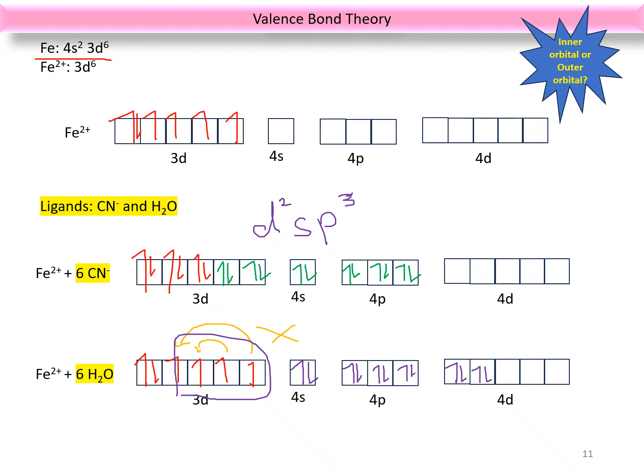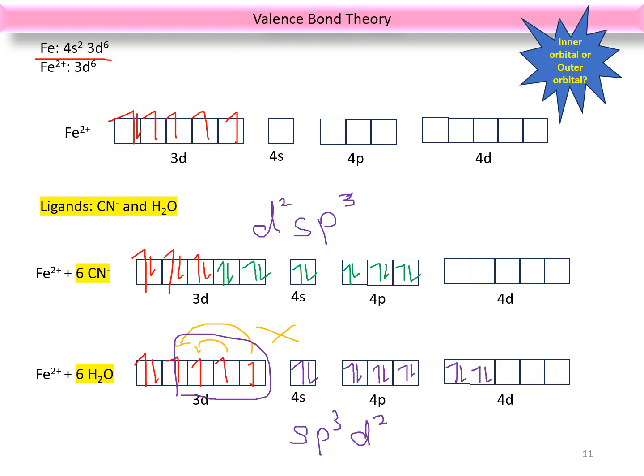Whereas for iron 2 plus with water, the hybridization is sp3d2. It doesn't start with d because the electrons from water do not fill in the 3d orbital. It starts with s and then p. How many p orbitals are used up? 3. And then the d orbitals from 4d. How many orbitals are used? 2. It's sp3d2. This is an outer orbital hybridization.